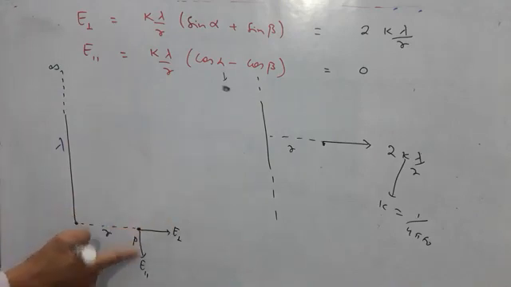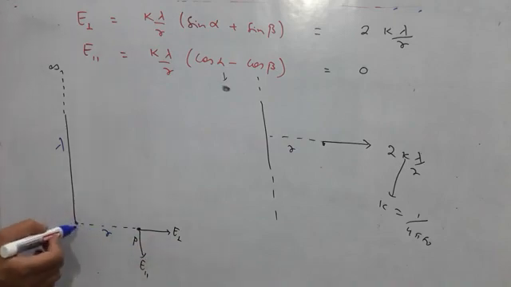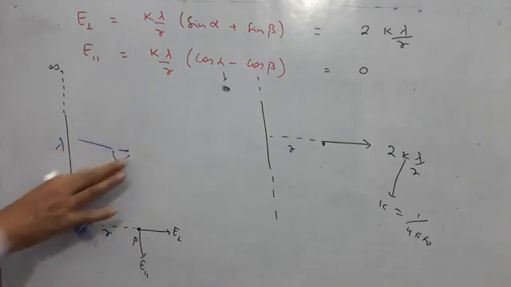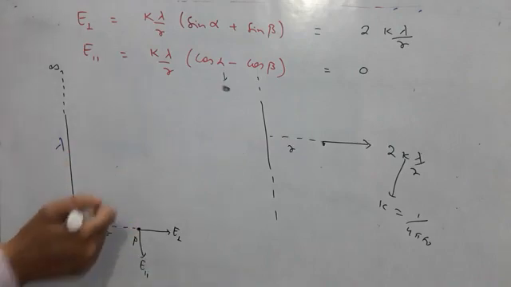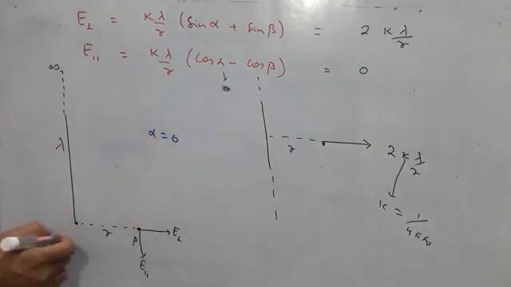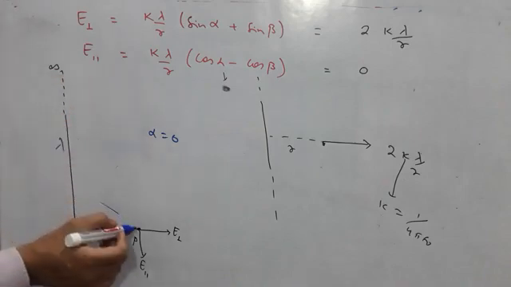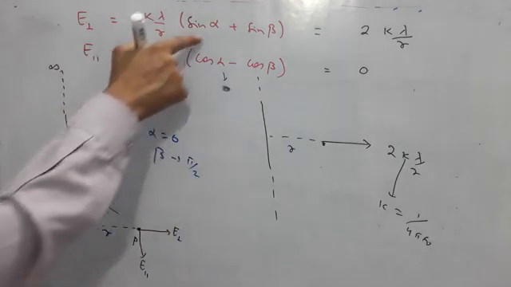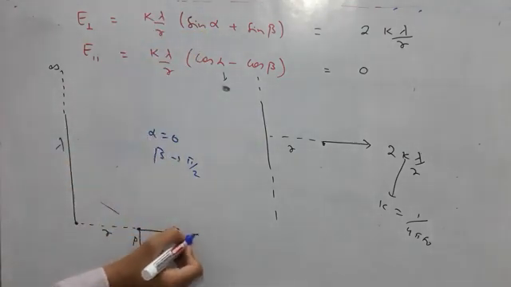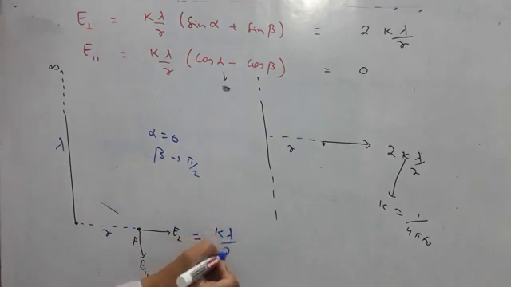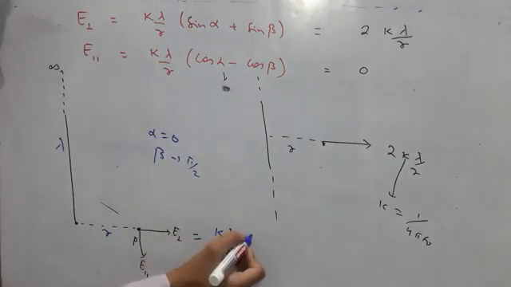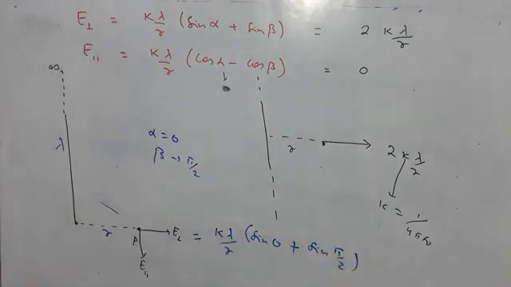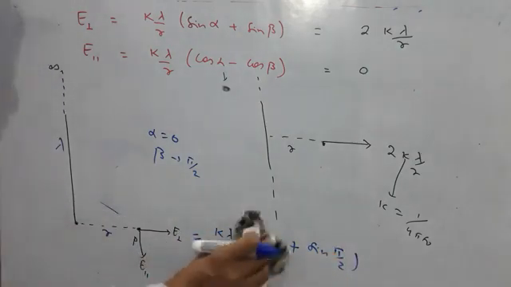So we know there are two components, electric field E perpendicular and E parallel. Now what are the two values of the angles which we have taken into consideration? This is to be our alpha, but in this particular case, alpha is 0. So we set alpha equal to 0 in this situation, and as per the previous discussion, beta will tend to pi by 2. E perpendicular will become k lambda upon r times sin 0 plus sin beta, where beta is pi by 2.